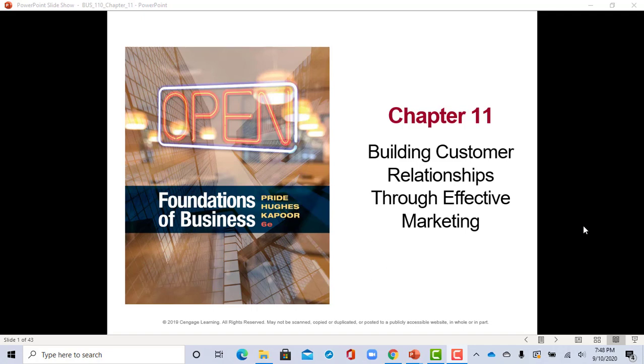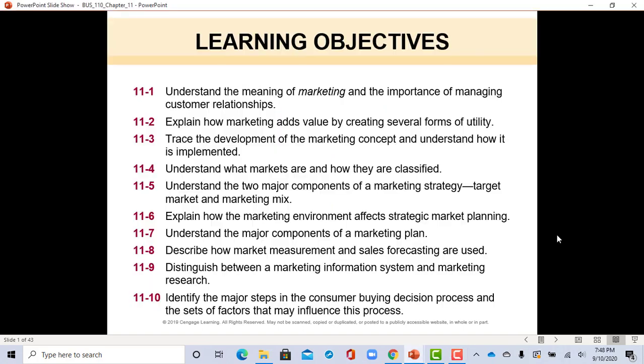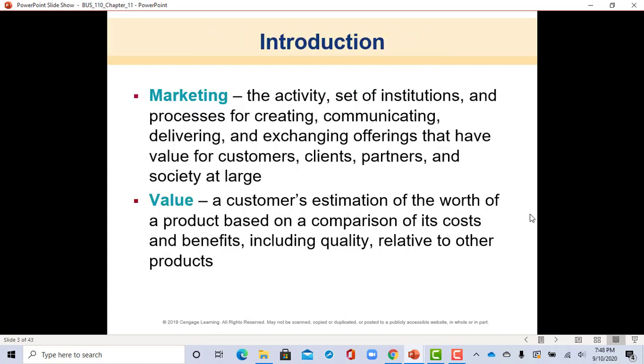Chapter 11, Building Customer Relationships Through Effective Marketing. Here are the learning objectives for this chapter. Although marketing encompasses a diverse set of decisions and activities, it always begins and ends with the customer.